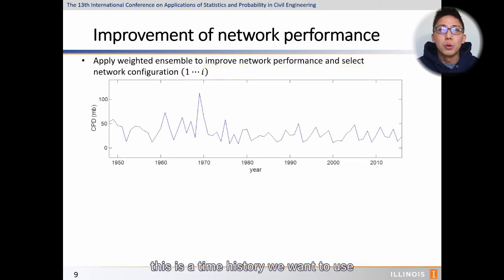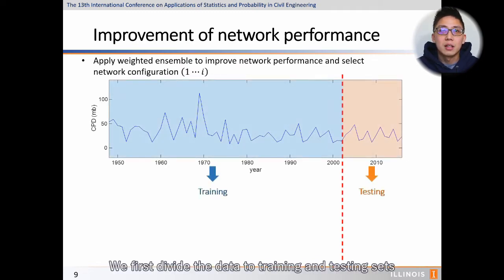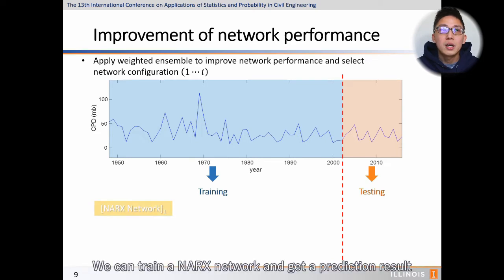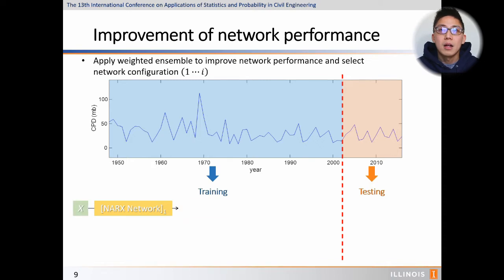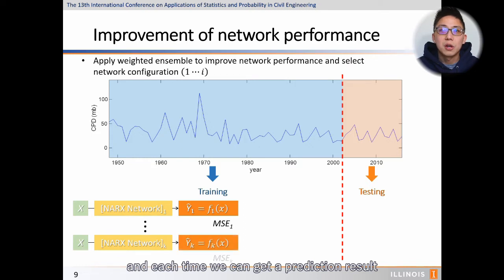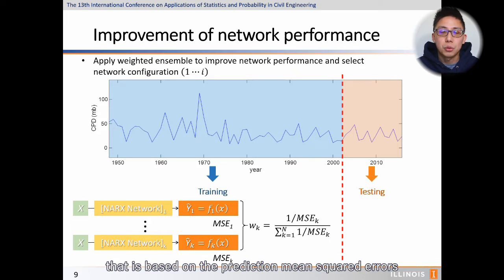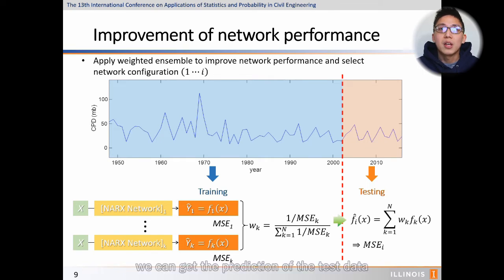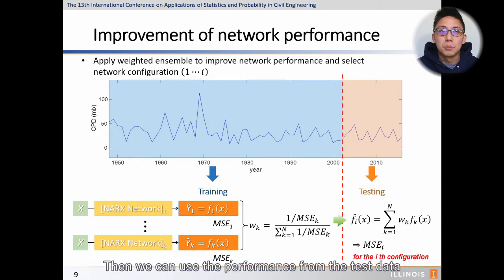This is the time history we want to use to train the NARC neural network. We first divide the data into training and testing sets. So we can train the NARC network and get a prediction result. Then we can conduct this process many times, and each time we will get a prediction result, and we can give each prediction a weight that is based on the prediction mean square errors. Using this weight and these NARC network functions, we can get the prediction of the test data. Then we can use the performance from the test data to choose the best network configuration.